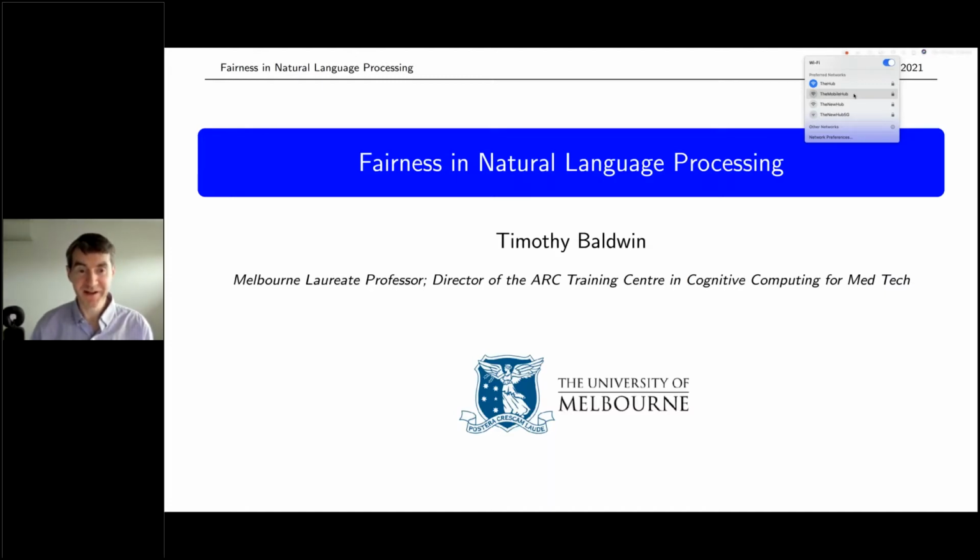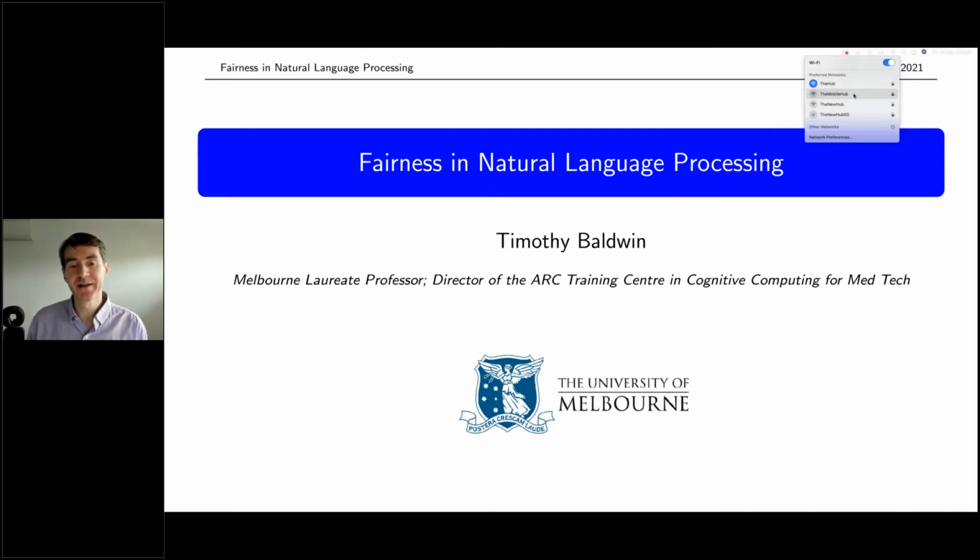Okay, so the topic for this presentation is fairness in natural language processing. To kick off, let me give some exemplars of what I mean when I talk about fairness or unfair AI. So I'll start out with some non-NLP examples, all very recent examples.